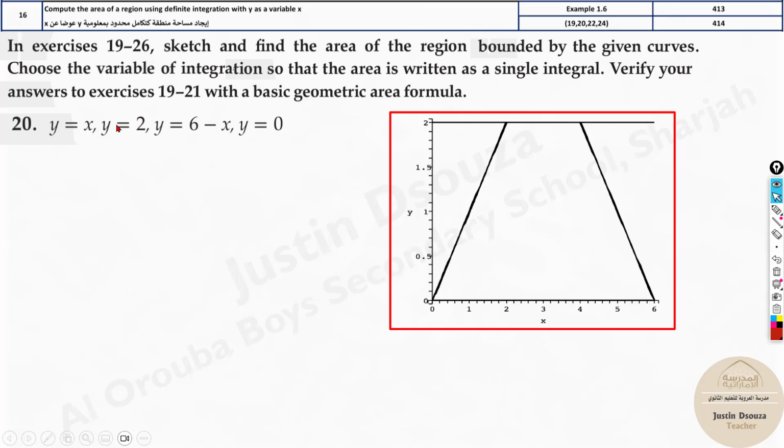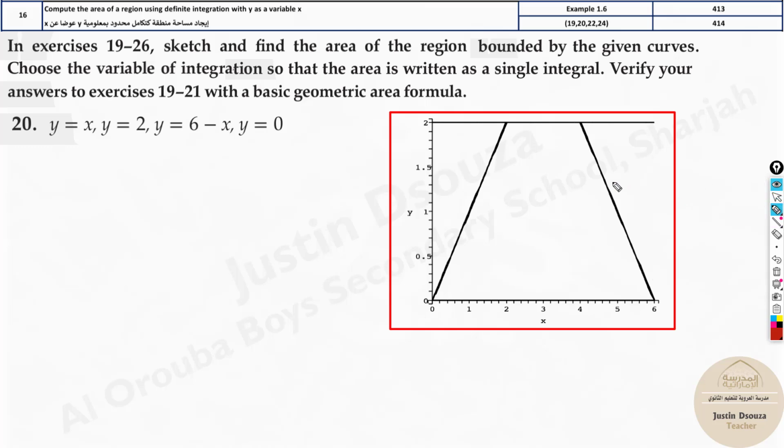You need to draw rough sketches of graphs and then you need to convert. See now, y is equal to x. What does this mean? It's a 45-degree line. Then y is equal to 2. It's a straight line at y equals 2. Y is equal to 6 minus x. So wherever 6 is there, this is 2. So 6 is above. We draw a line downwards. So this is 6 minus x. And y is equal to 0.